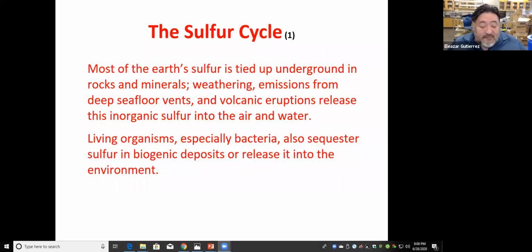Sulfur, do you guys remember why sulfur is important? We have 20 amino acids, and exactly one of them, cysteine, uses sulfur. And believe it or not, very, very important. So most of your sulfur is tied up underground in rocks and minerals. Weathering emissions from deep seafloor vents or volcanic eruptions release this inorganic sulfur into the air and water. Living organisms, especially bacteria, also sequester sulfur, and biogenic deposits are released into the environment.